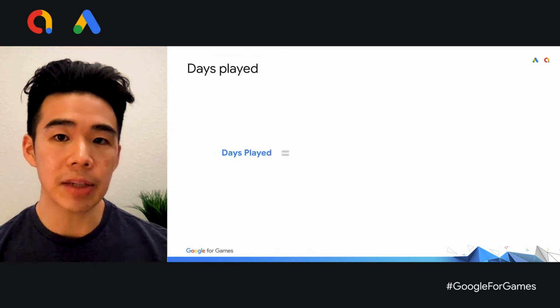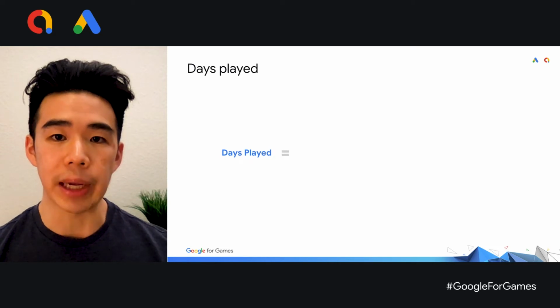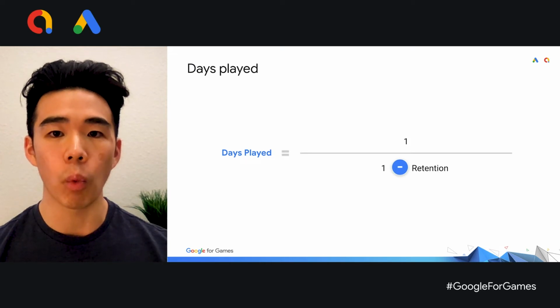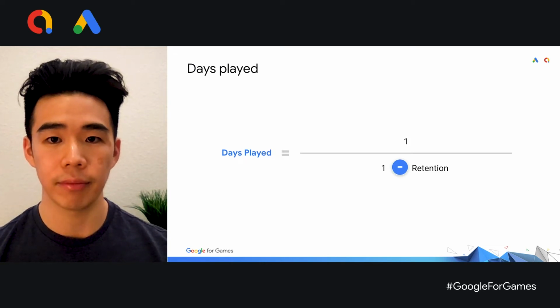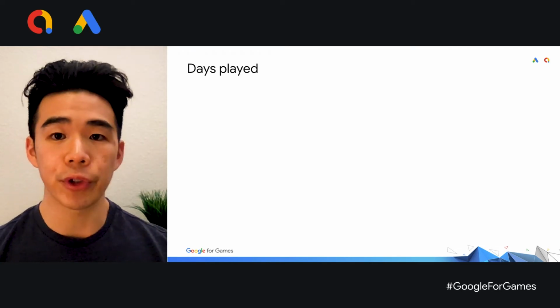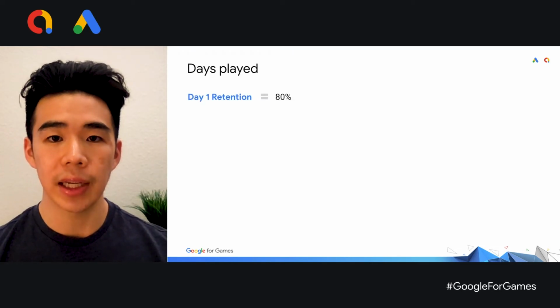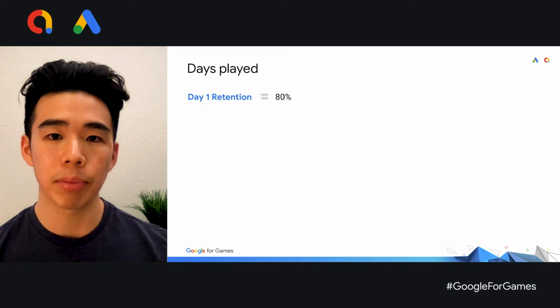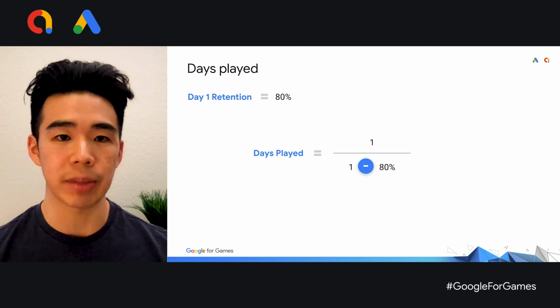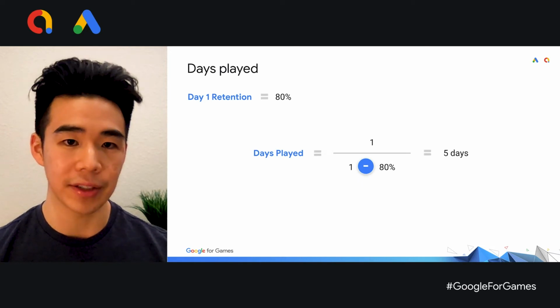Next, you can estimate the number of days a user plays your game from your churn rates. If you assume constant churn, then the formula would be 1 divided by 1 minus day 1 retention. For example, if your day 1 retention is 80%, to calculate days played, plug this into the formula, and you'll find that the average user is expected to play for 5 days.